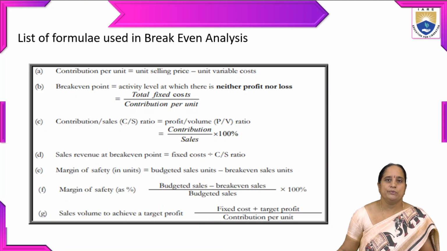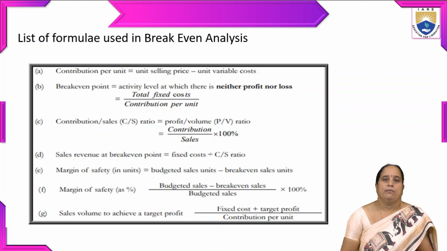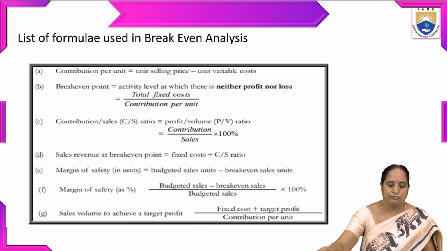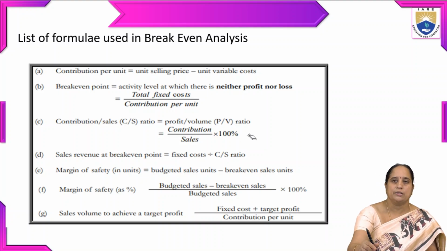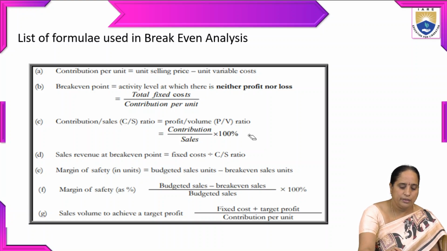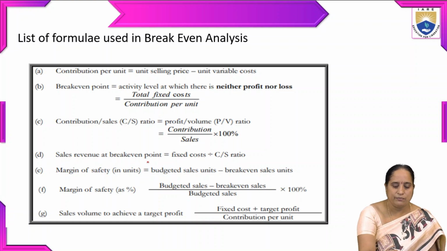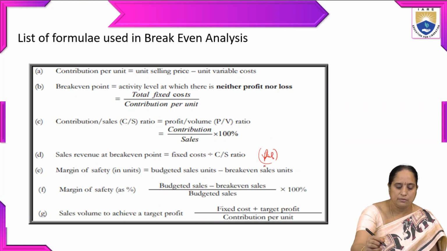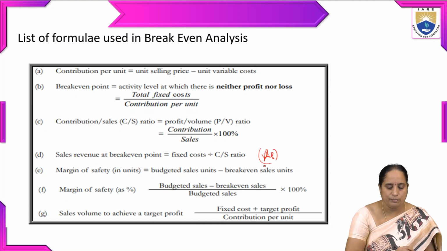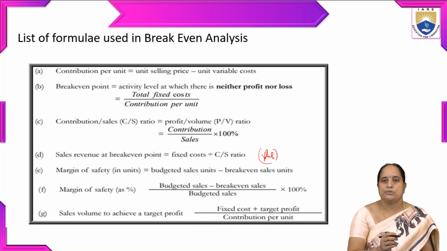The next is contribution by sales ratio, which is also known as profit volume ratio. It can be derived by the formula contribution by sales into 100%. Then sales revenue at break-even point. This is break-even value in terms of rupees, which is calculated by using the formula fixed cost divided by contribution by sales ratio.